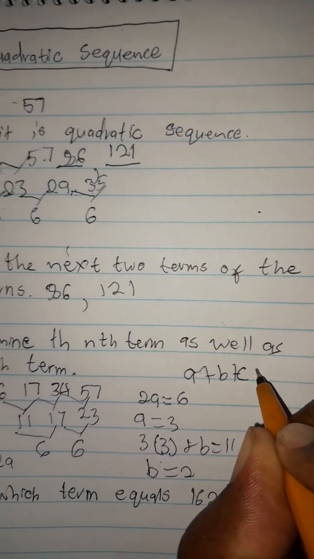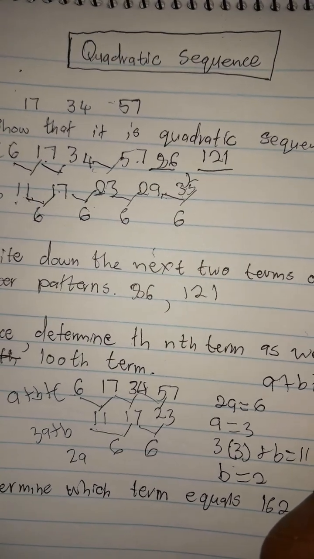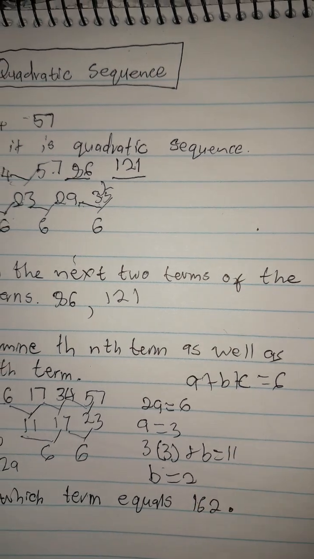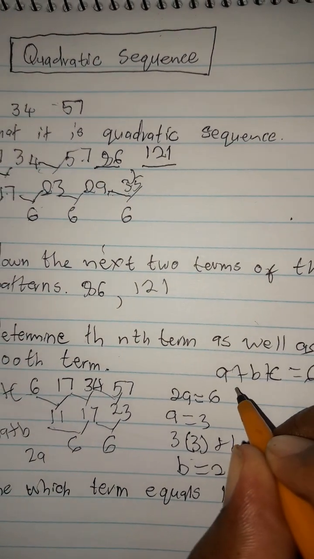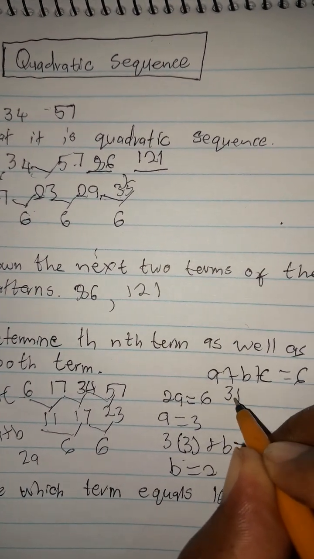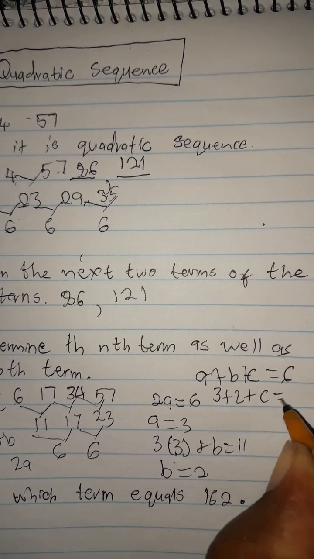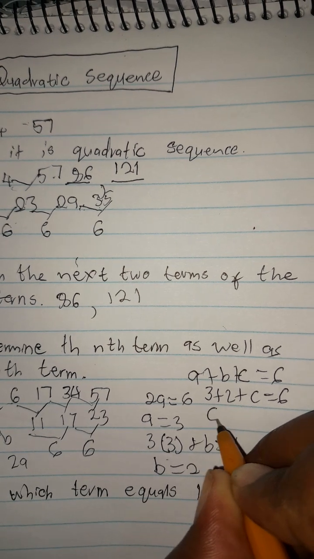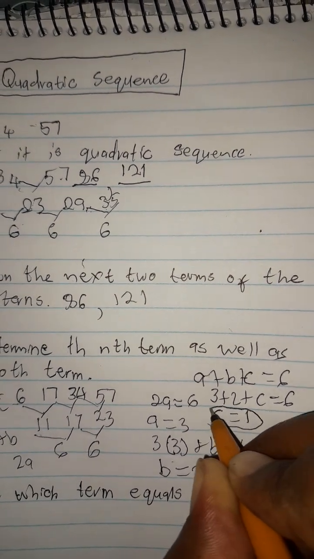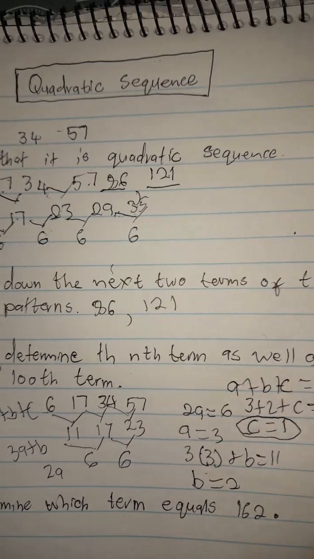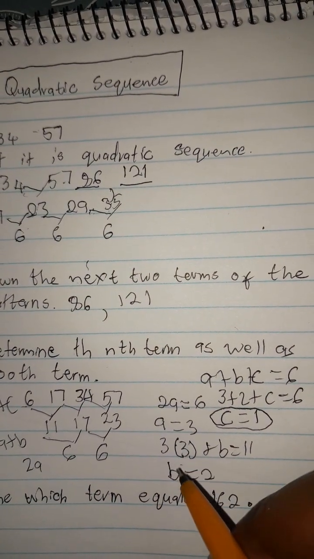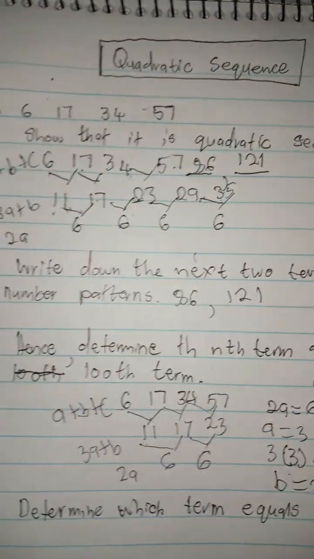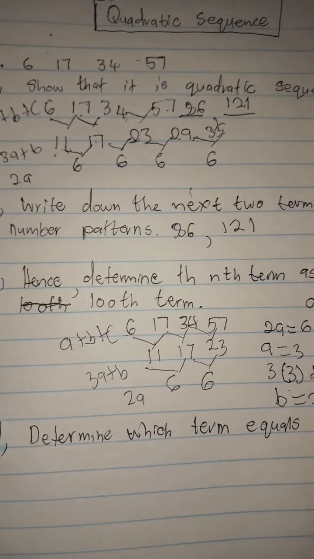What is our first term? We were told that it's 6, right? Our first term is 6, so you put 6 here. So a will be 3 plus 2 plus c, which is equal to 6. Remember, 3 plus 2 is 5. If we take 5 to the other side, 6 minus 5, that will be 1. So I'm having three variables here: a is equal to 3, b is equal to 2, c is equal to 1, right?